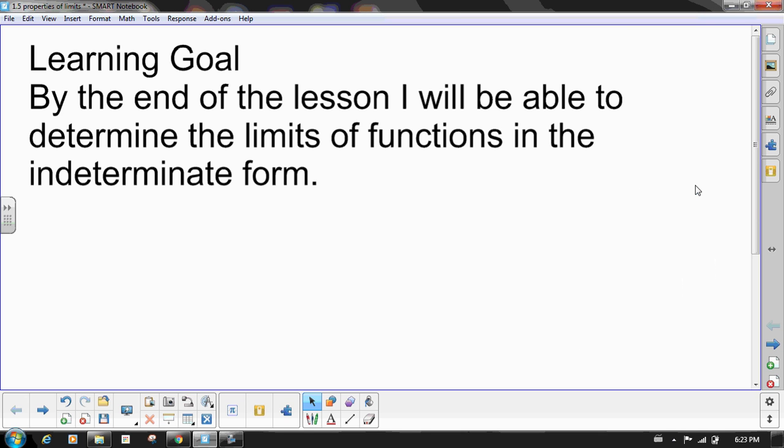All right, so today our learning goal is to determine the limits of functions in the indeterminate form. So what exactly is the indeterminate form? The indeterminate form is when substitution of x, or any value, or any variable, renders 0 over 0. Whenever this happens, when we're evaluating limits, it's our cue that we have more work to do. So let's get into it.